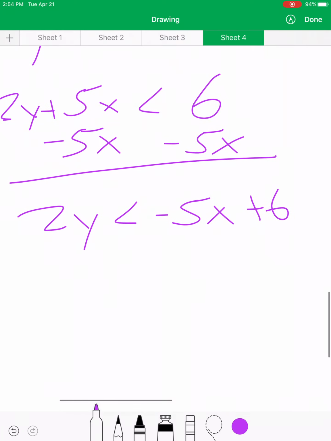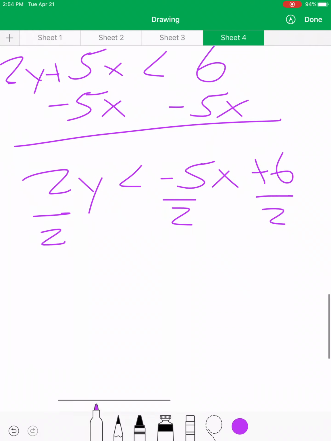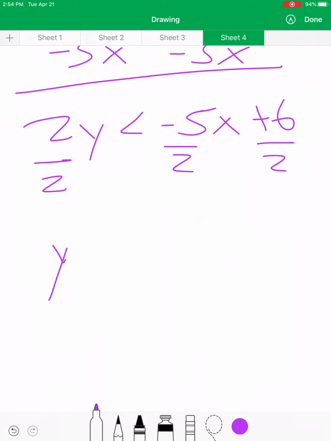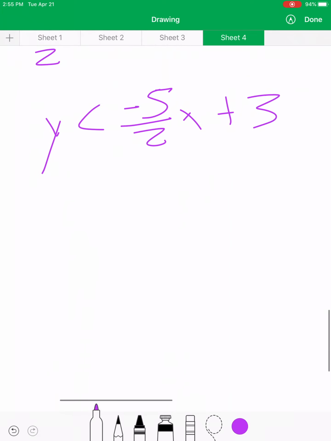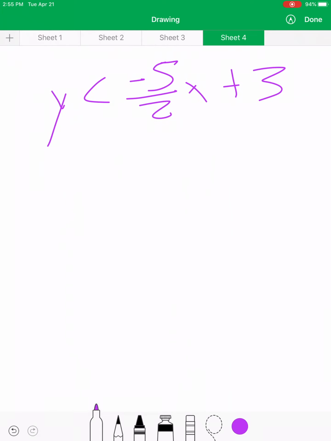I need to get y by itself now. To get y by itself, divide by 2. Divide every single term by 2, just like our other problems. Y is now less than negative 5 over 2 x plus 6 divided by 2, which is 3. Now you have your final equation. Now you've determined your slope.